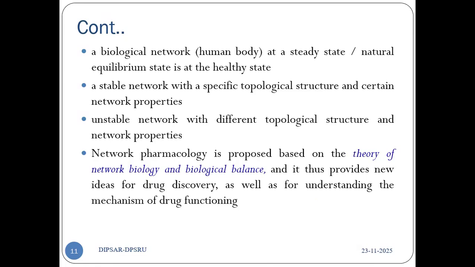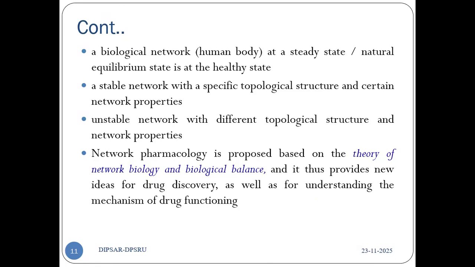And whenever any pathological condition or disease develops, this network is going to be disturbed. It could result in an unstable network, and when your network is unstable, you will get different topological structures and different network properties. Network pharmacology is proposed based on the theory of network biology and biological balance. We all know there are a lot of endogenous molecules interacting with a lot of targets, and we get particular biological responses that are required for normal physiological functions.